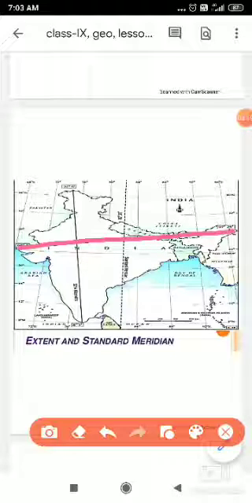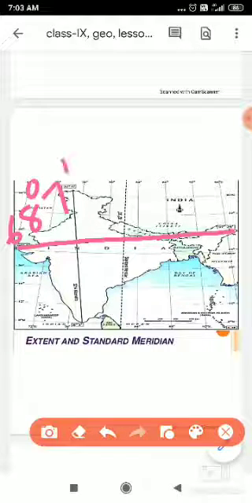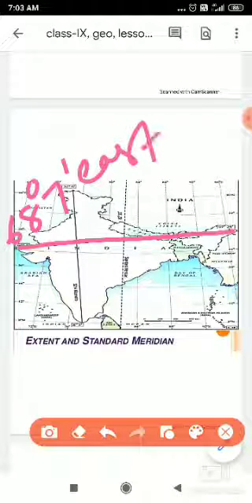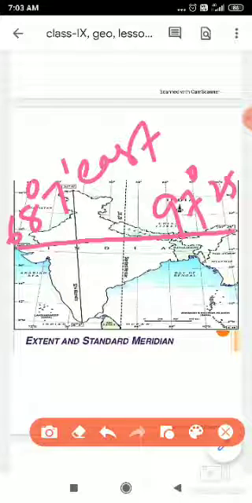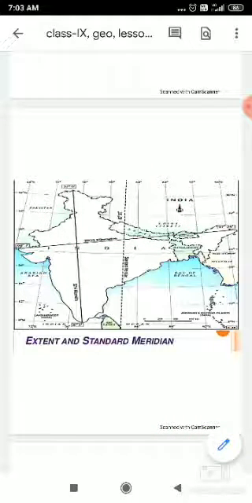From Gujarat to Arunachal Pradesh. This means the longitudinal extent. Now what is the value? 68 degree 7 minute to 97 degree 25 minute east. This is the extent of the longitude of India. I hope you have understood.